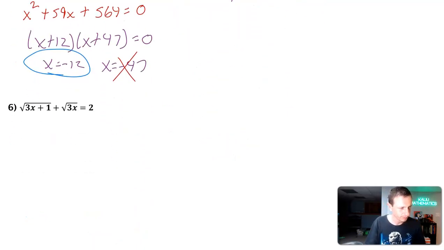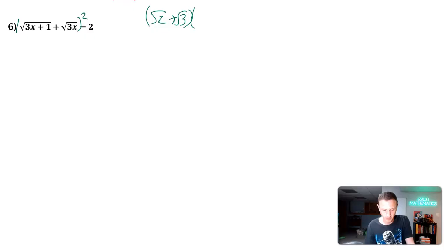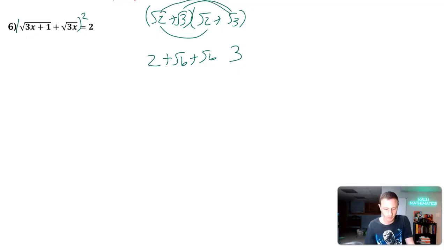Let's keep moving along. So number 6. This one's a little bit of a tougher one because we have two radicals. You might think, well, I get the radicals on one side and I'm going to square it. That's a good thought, but if you think about multiplying a binomial together, what ends up happening is, if I had the square root of 2 plus the square root of 3 times the square root of 2 plus the square root of 3, these radicals will be gone, but then you'll end up with the square root of 6 plus the square root of 6.